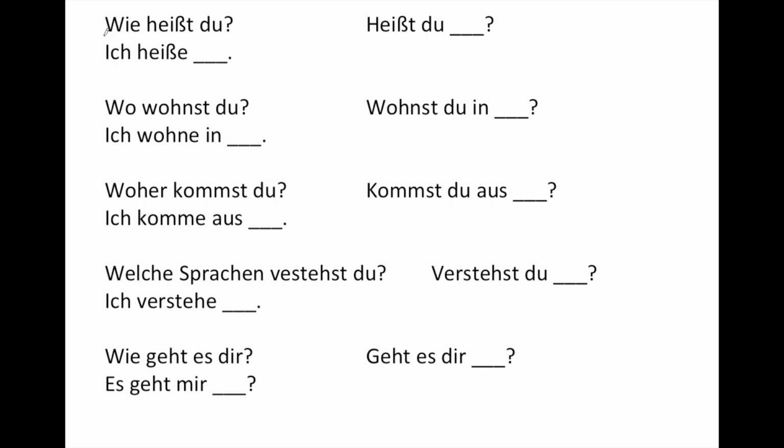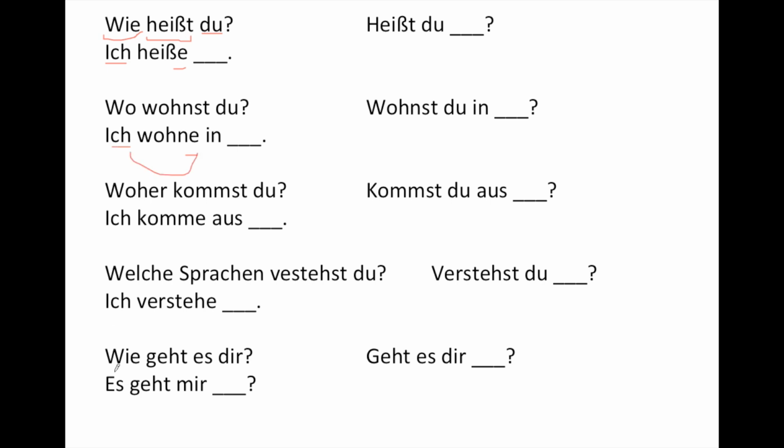For our questions, we start with a question word, then we have a conjugated verb ending with an -st whenever we're talking about du, followed by du. Wo wohnst du? Woher kommst du? Welche Sprachen verstehst du? For our answers, we have subject ich, because now we're talking about ourselves. Ich heiße, ich wohne, ich komme.